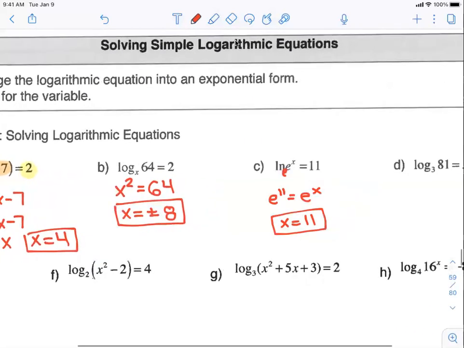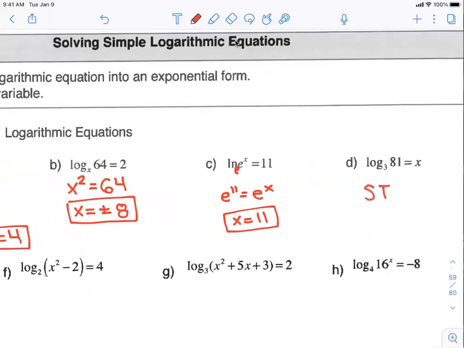All right, I'm going to say go ahead and stop. I'd like you to try this one.